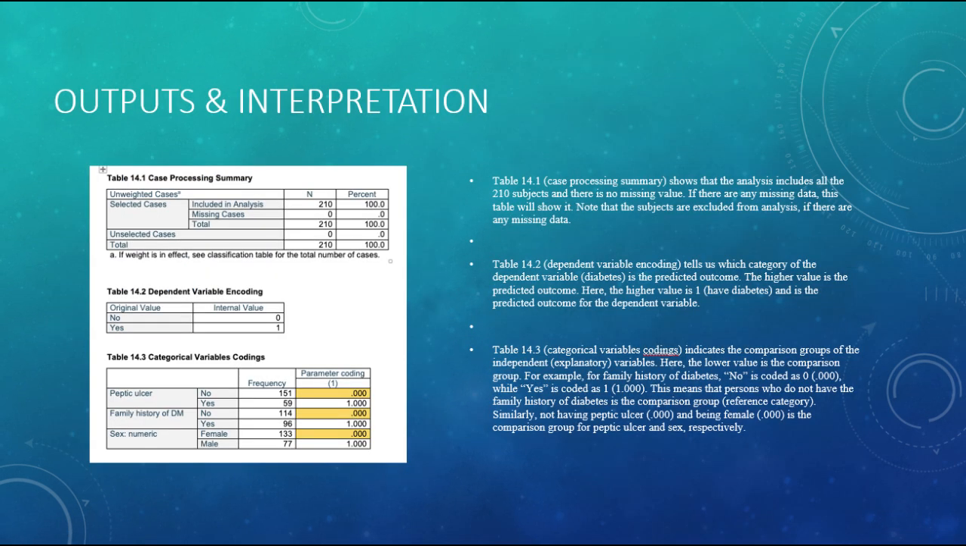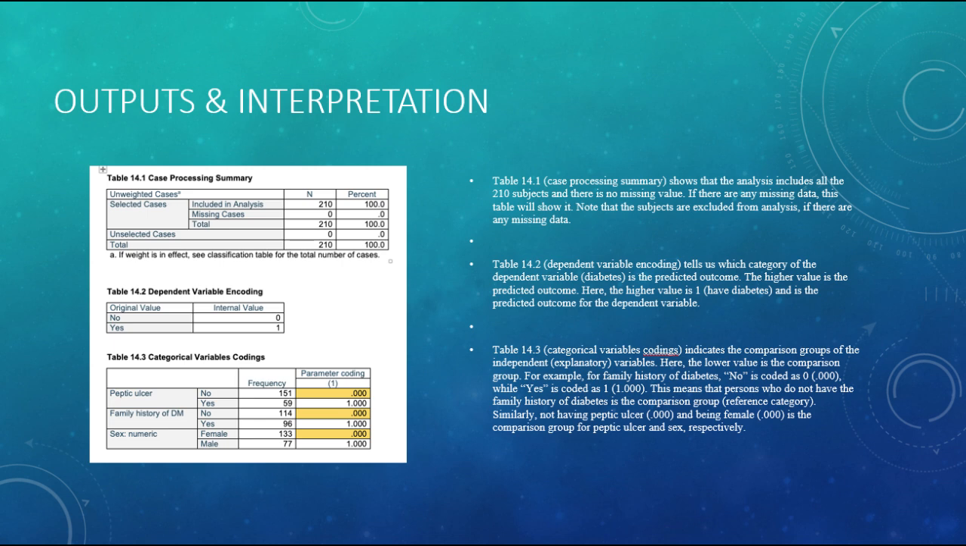Outputs and interpretation. Table 14.1, Case Processing Summary, shows that the analysis includes all the 210 subjects. If there are any missing data, this table will show it. Note that the subjects are excluded from analysis if there are any missing data.